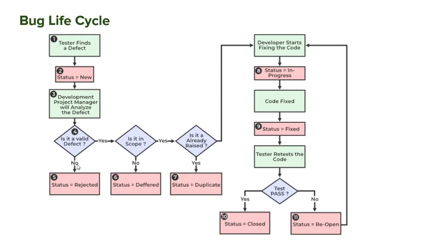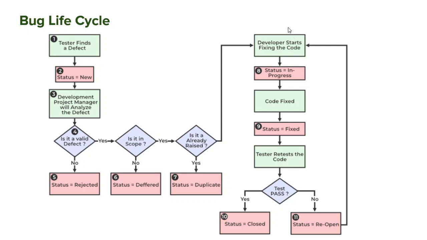the QA team might have misunderstood some requirement, and that behavior was the expected behavior and not an issue. In that case, they will mark its status as rejected. And if all these three conditions are matching, that means it's a valid defect which is accepted by the developer. It's in scope as well, and it was not raised by any other QA earlier. So in that situation, the developer will accept that issue and start working on it.